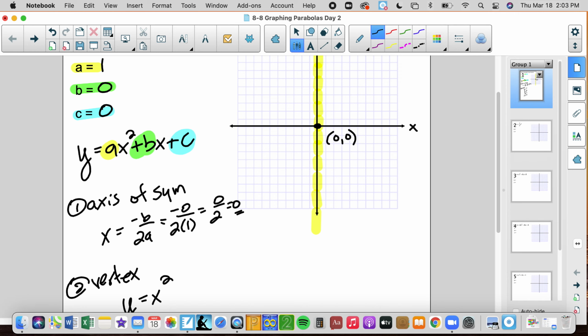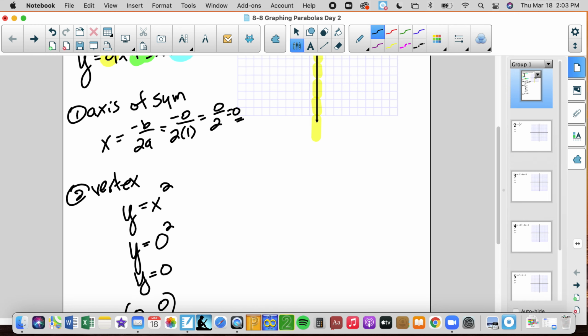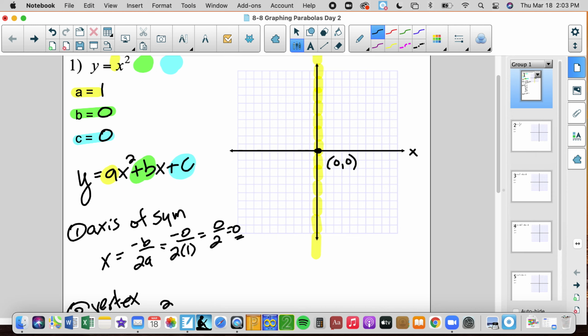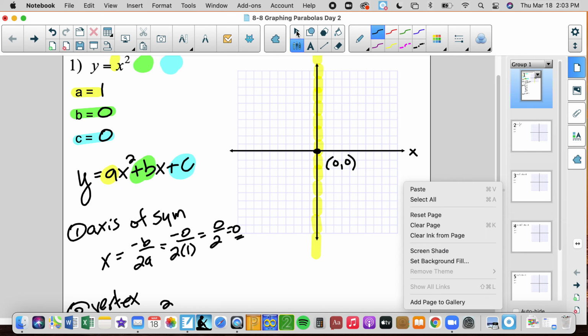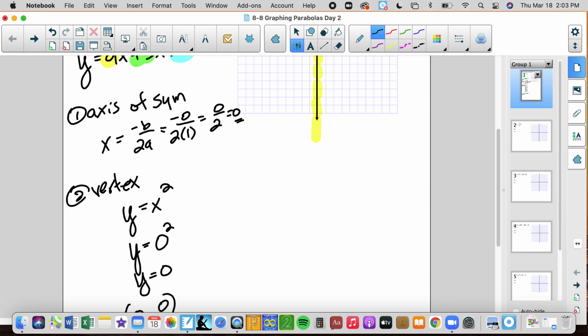Now, the next step, step 3, should be plot the y-intercept. Now the y-intercept is the c value. So our c value was 0. So the vertex 0, 0 happens to also be the same location where the line crosses the y-axis. So that actually is the same point. So I can't add any more points to this, which is unfortunate because we always want to be adding points.